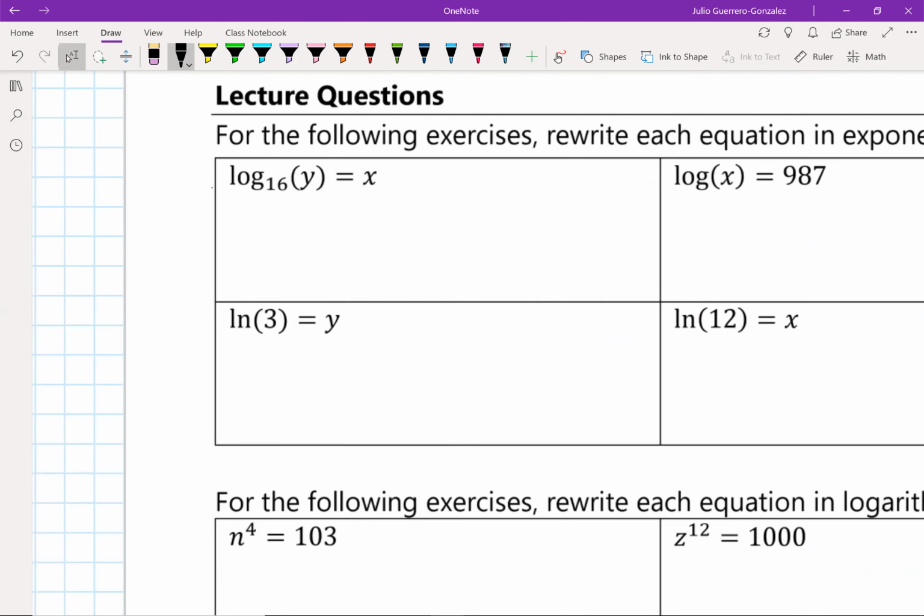It's basically this to that power has to be equal to that. So 16 to the x is equal to y. That's simple. That's it? Yep.